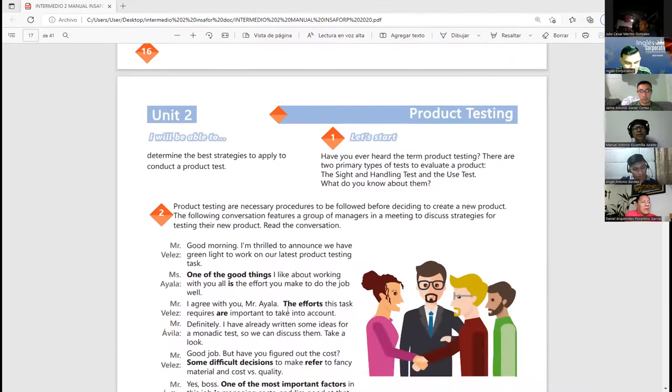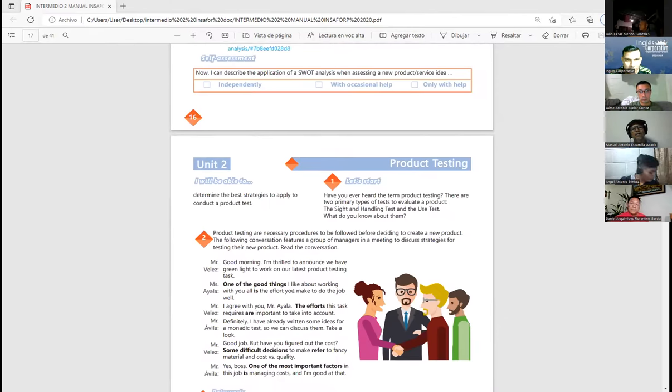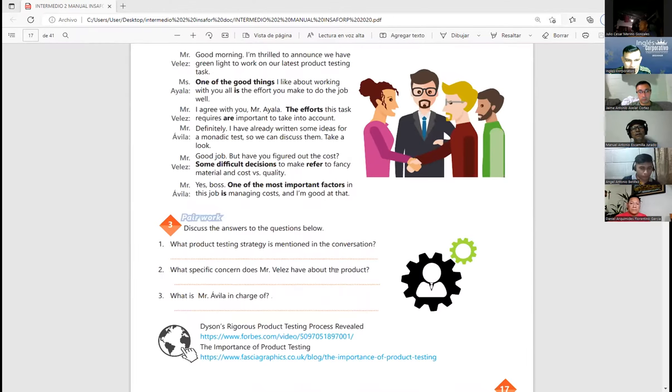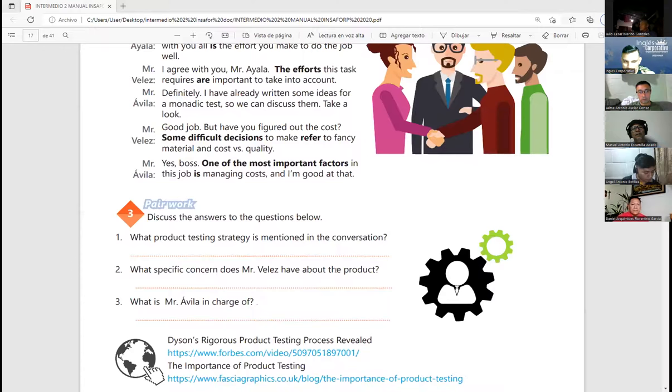In the next activity, we're going to have this conversation, and also we're going to have these questions. First of all, in this class, we're going to read the questions first. The first question says, what product testing strategy is mentioned in the conversation? What specific concern does Mr. Velez have about the product? What is Mr. Avila in charge of?